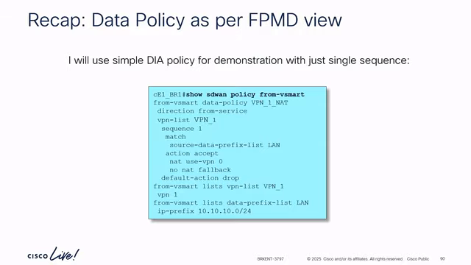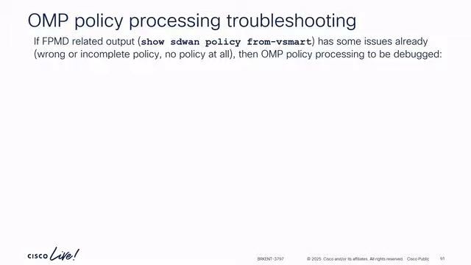For the sake of demonstration, we will use a very simple policy. I'm trying to send my service-side traffic from that subnet to DIA, so basically to NAT it and send it to the internet. There is only one sequence in it. And we're trying to install it into the software and hardware on an IOS XE device. What are we going to check first? The first part is the FPMD daemon, the forwarding policy manager daemon output, which, as you already know, shows the policy from vSmart. This is how it is seen by FPMD.